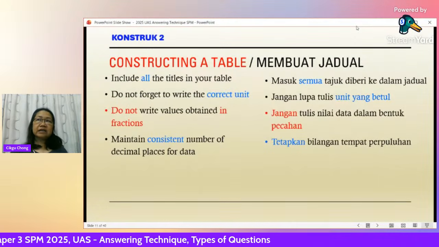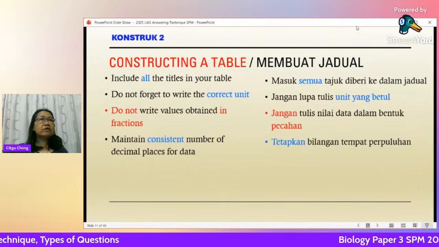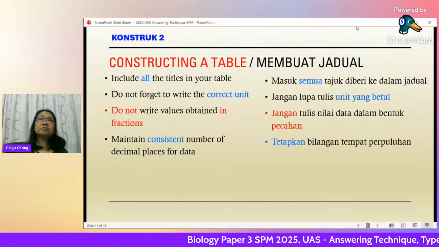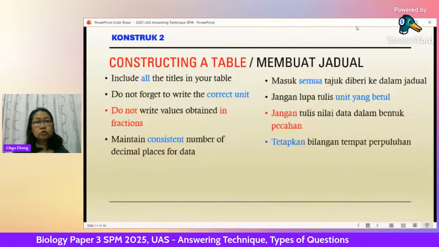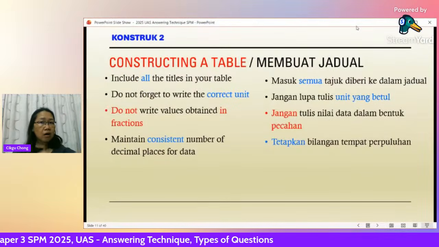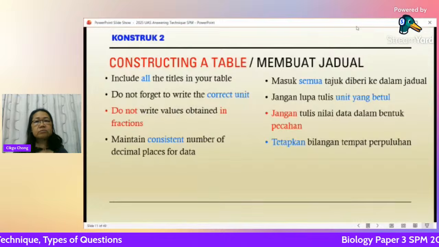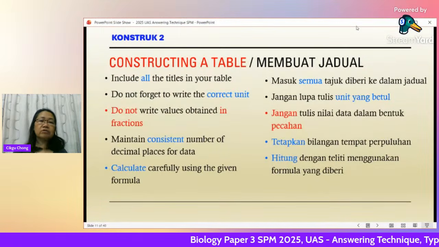Maintain a consistent number of decimal places. If your first data is 0.2, with no 0 at the back, and the next one you got is 0.15, then make sure your first answer is written as 0.20. If one of your data has 2 decimal places, all the data in the same column must be 2 decimal places. Let me show an example. Calculate carefully, using the given formula.